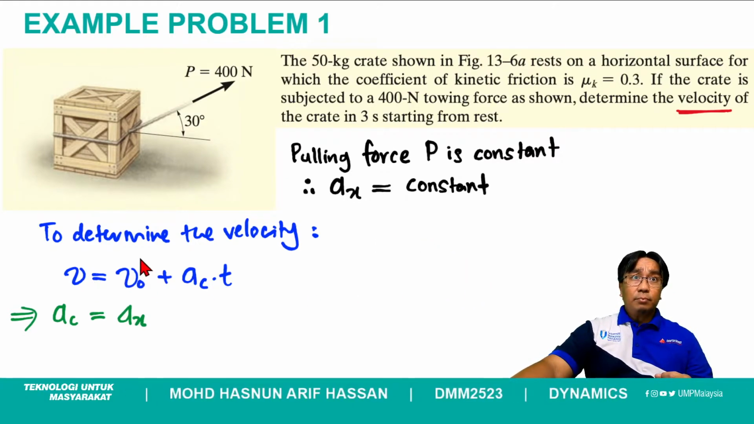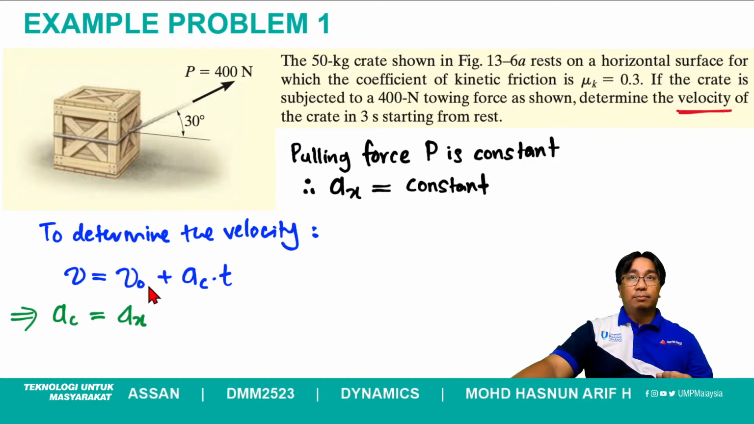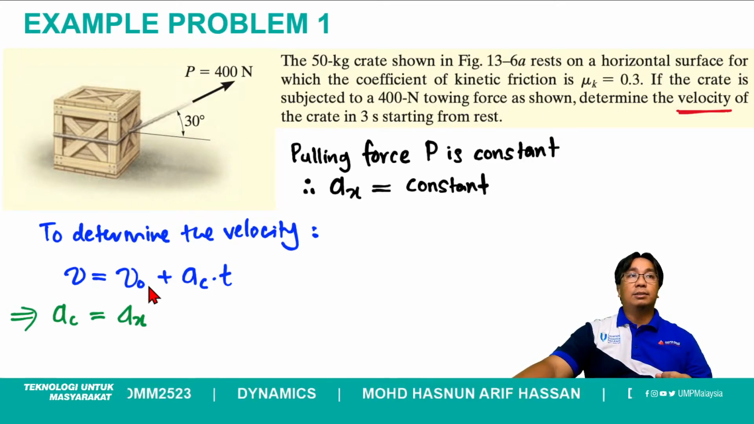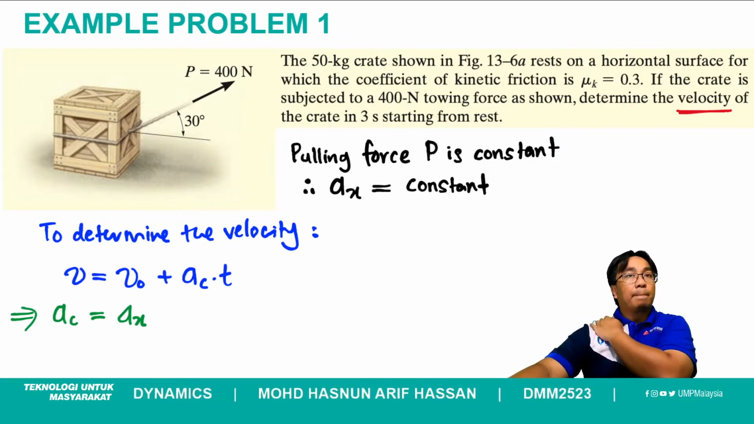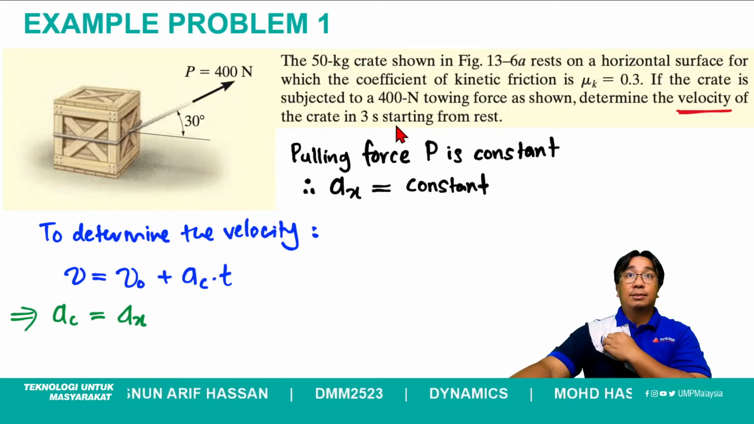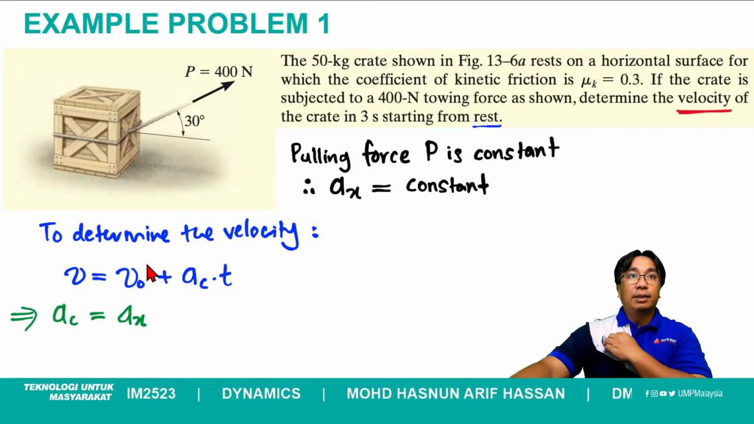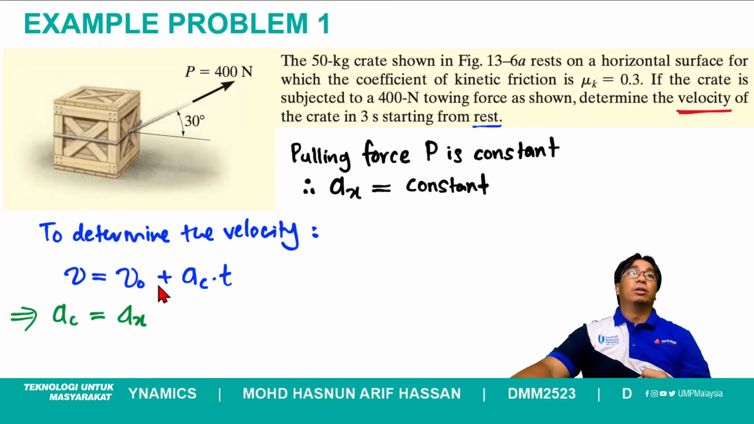What is V naught here? V naught, the initial velocity. What is the initial velocity? 0, correct. Amar, thank you. Because it says starting from rest. Starting from rest means that the initial velocity V naught is equal to 0.